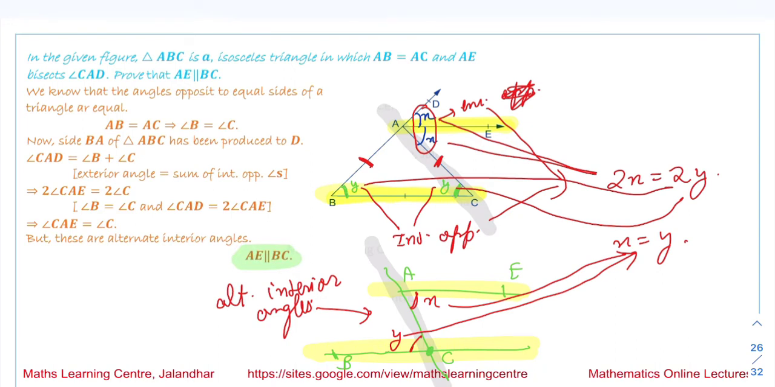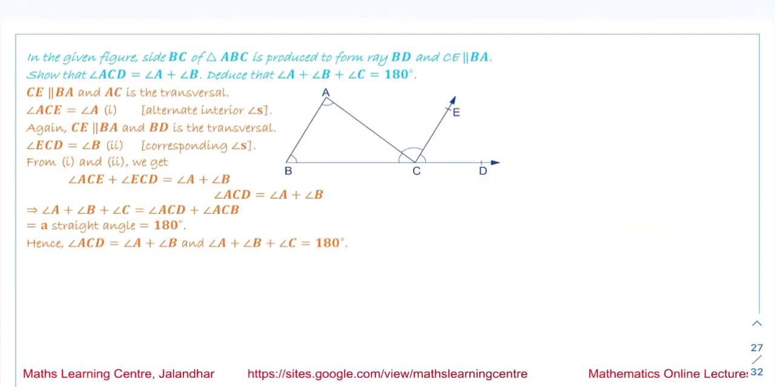Now in this next question, we have to prove two things. One is that this angle ACD is equal to A plus B. So basically we are saying that the exterior angle is equal to the sum of the interior opposite angles. And second thing we have to deduce from this is that the sum of angles of the triangle is 180 degrees.